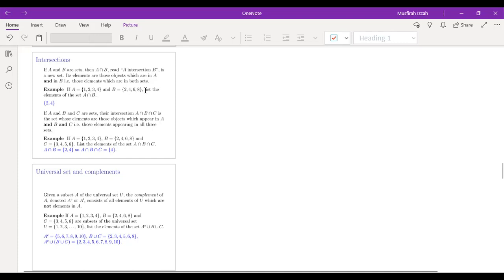Macam tadi, union awak kena ambil semua sekali, betul tak? Ini intersect awak kena ambil apa yang sama sahaja, nampak? 2 dengan 4. Jangan lupa bila soalan set, mesti tulis ni, bracket ni. Hubungan dia. Okay? Cuba baca dulu tengok.